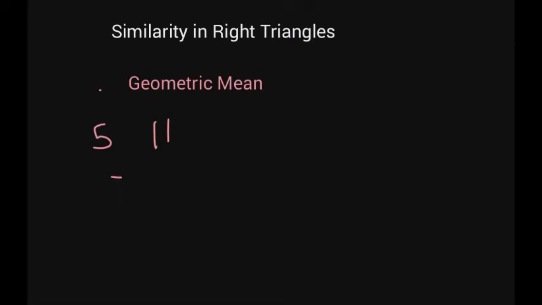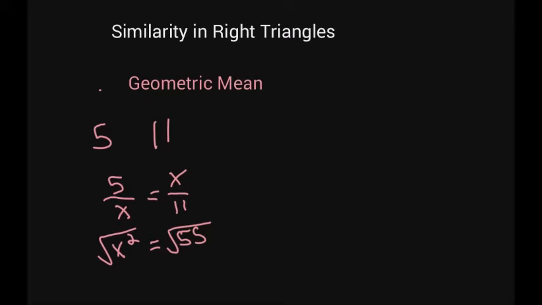That means, basically, we have 5 over x equals x over 11. This is kind of a long way around to do this, but I'm showing you this is really what it means. So we cross multiply because this is a proportion. You get x squared equals 5 times 11, which is 55. To solve for x, you're going to square root it. The square root of 55 is 5 times 11, so there's nothing you can factor out there. So your geometric mean is just the square root of 55. That is your answer.